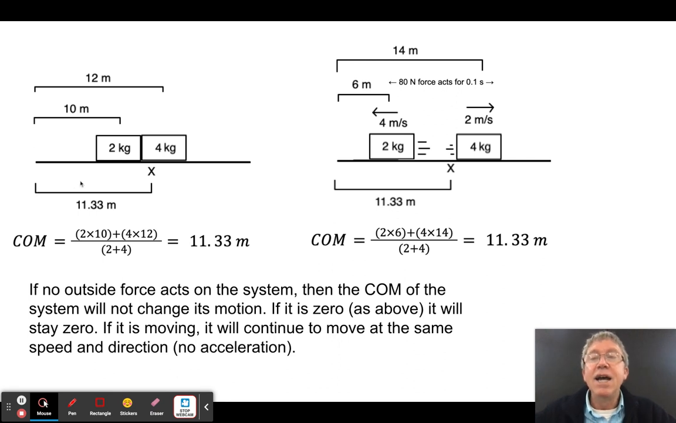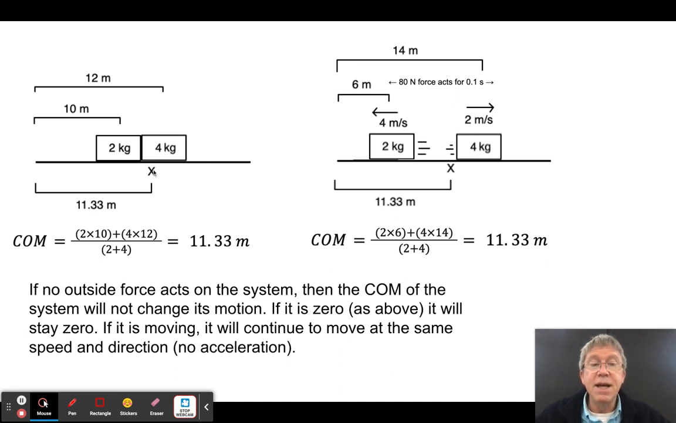So let's just say I find the center of mass of this system here, and I'm going to say this is initially at rest. Here's what I've got. I've got a 2 kilogram object here, and I've got a 4 kilogram object here. The center of this object is 10 meters away from this arbitrary point here. So I'm going to say 2 times 10 plus, this is a 4 kilogram object whose center is 12 meters away, so 4 times 12, over the combined mass. That gives me a center of mass of the system located here, 11.3 meters away from this point here.